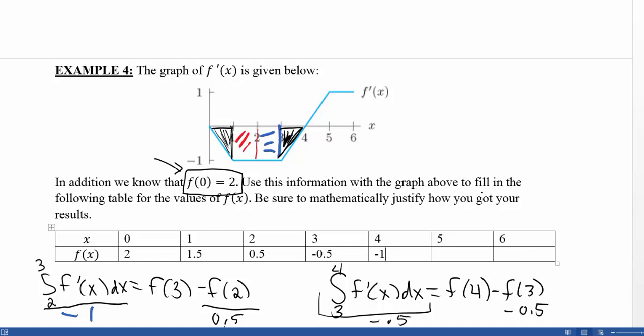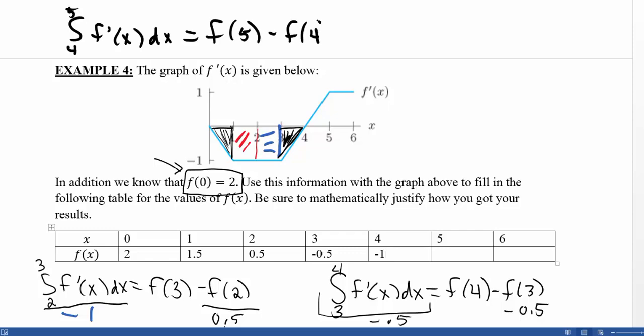So it should become more negative, which it does here. Now to get the value at 5, we're going to do the integral from 4 to 5 of f prime of x dx, which is going to equal the original at 5 minus the original at 4. And we know the value at 4. We just found that. That's -1.